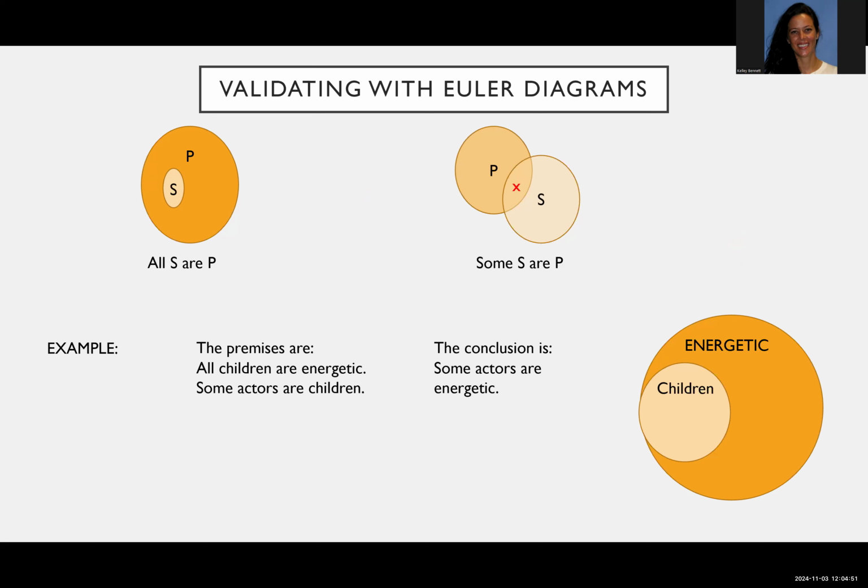All children are energetic. So children belong in the energetic circle. And then some actors are children. And so here we have an overlap where not all actors are children, certainly, but there is some overlap. So can I conclude that some actors are energetic? Sure, that would be in that overlapping space. There is a place for those actors to be energetic. And so this argument is valid. Some of the actor bubble falls within the energetic set.